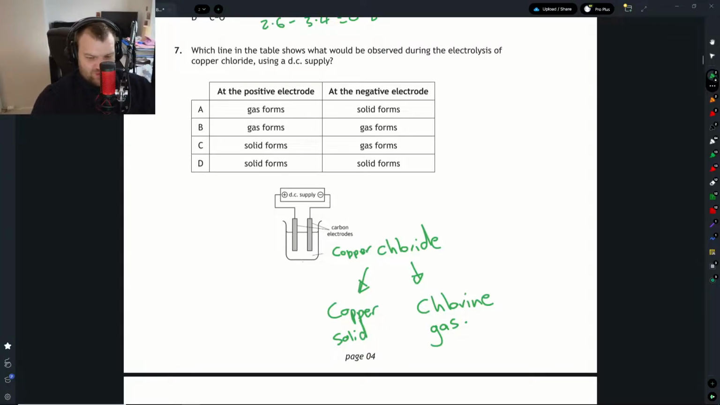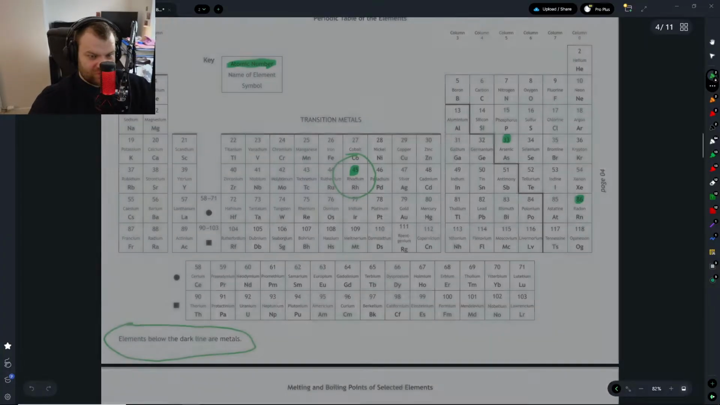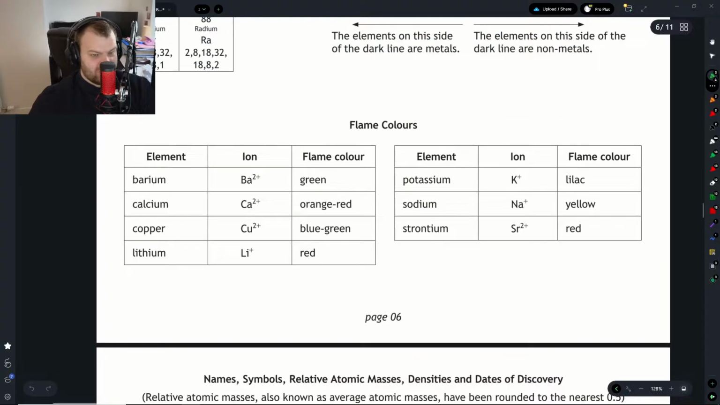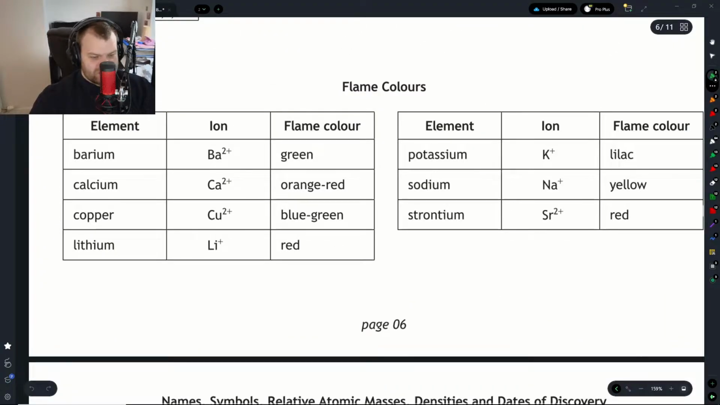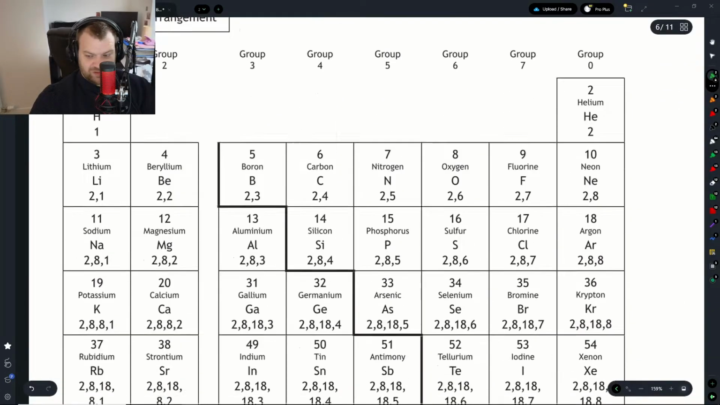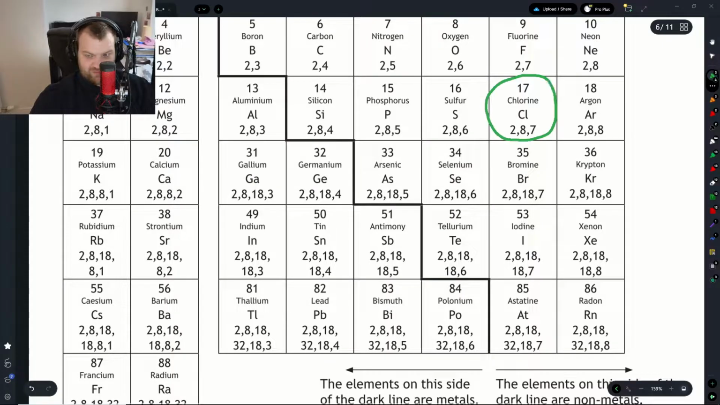We need to then decide, well, which electrode will these appear at? A couple of options for this. One thing we could do, if we go to page number 6, we can see that copper as a metal will exist as a positive ion. Our chlorine, because chlorine, to get a full outer shell of electrons, would need to gain an electron, it's going to appear as Cl negative.